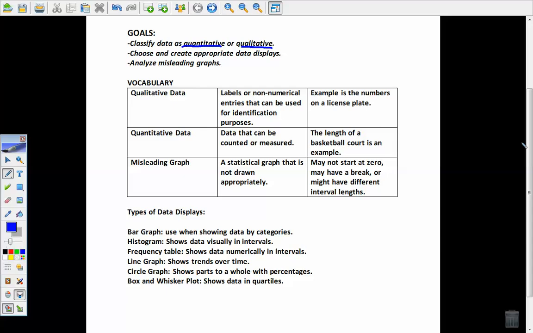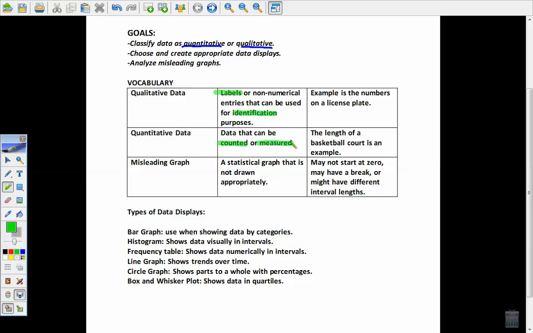An example right here. If I want to measure the length of a basketball court, if I'm measuring something, that's considered what type of data? What type of data if you can measure or count it? Okay, so the things I think you should highlight here are the following. Qualitative data either labels or identifies something. Quantitative data is anything that can be counted or measured. If you can count it or measure it, then that's considered quantitative.